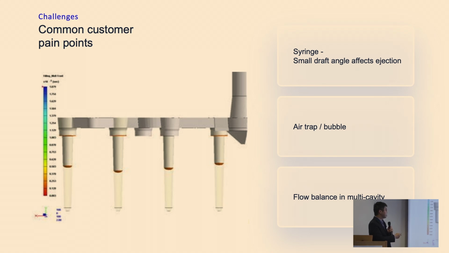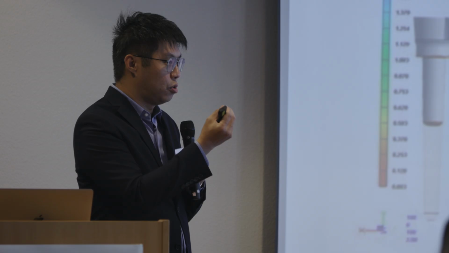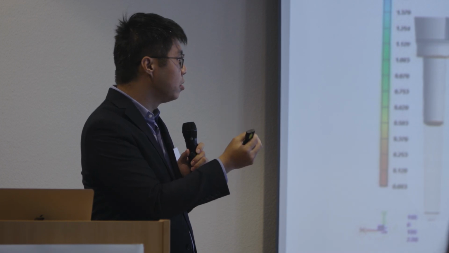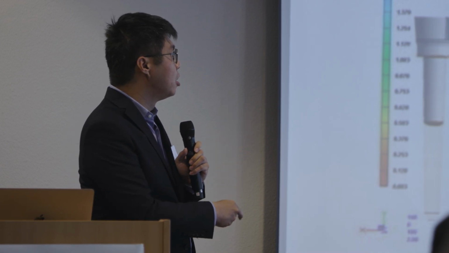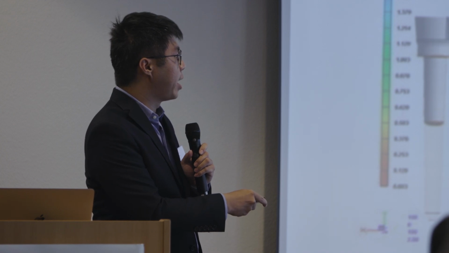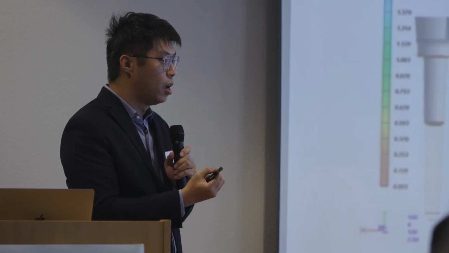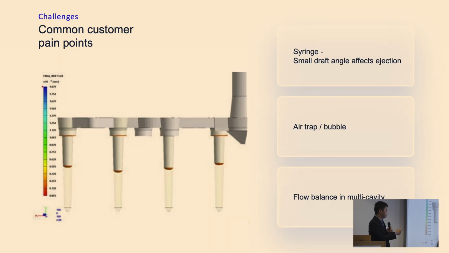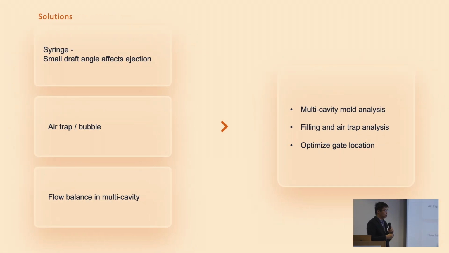Okay, so here are some topics that we usually face during medical part production. Usually the shape of the medical parts is really special, with some dedicated design. So there are some small draft angles that might affect the ejection behavior during the production, and we can use some simulation to help you. Also, in production you may meet the problem with air trap or bubble, or the flow bands in the multi-cavity mold. And these are the topics that our customers in medical parts usually face. And we have some solutions for you.